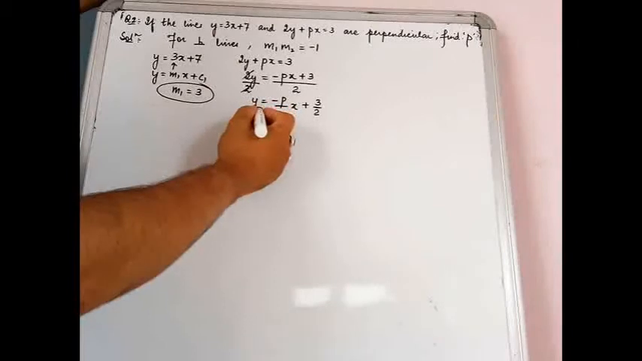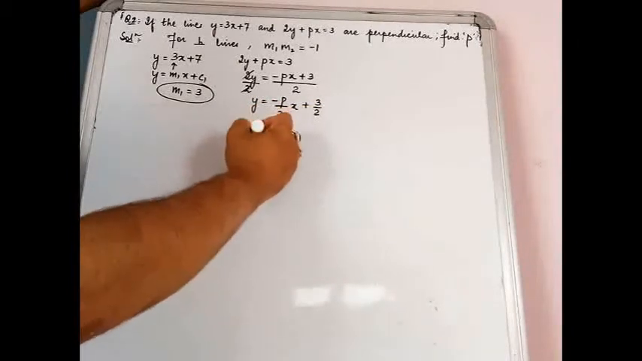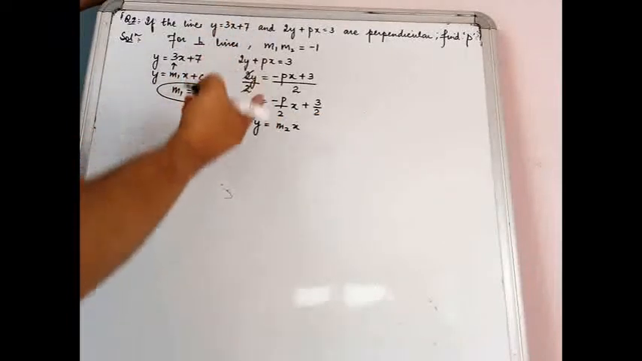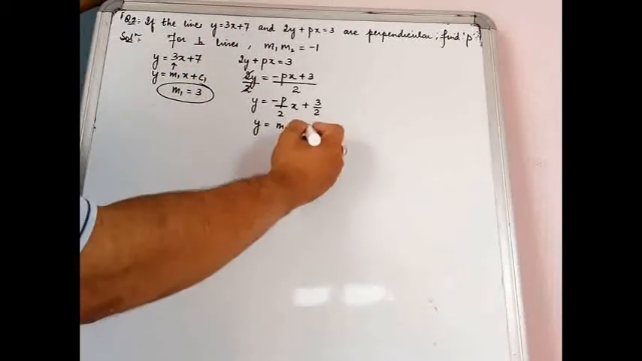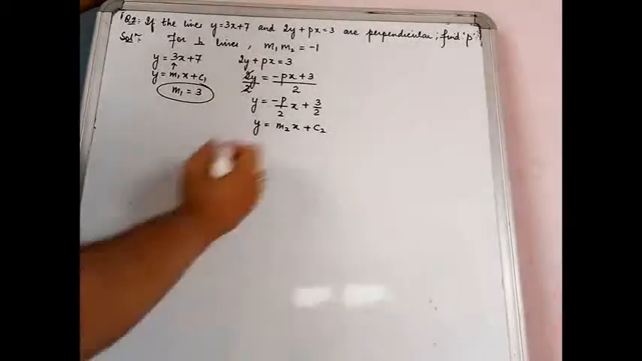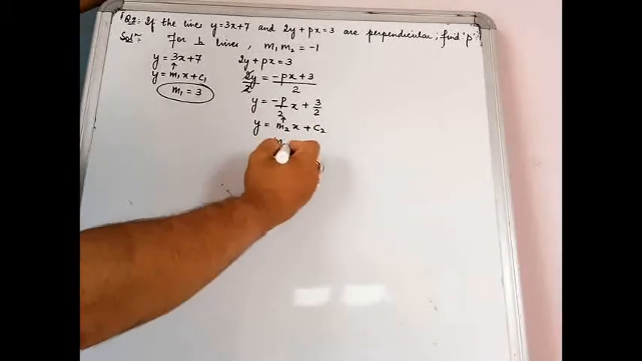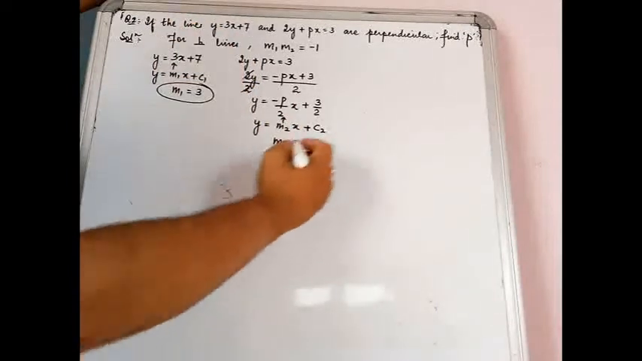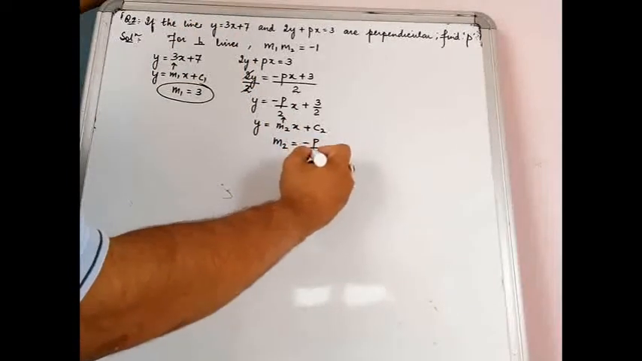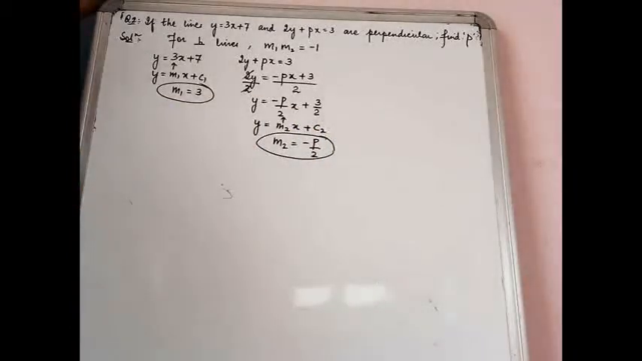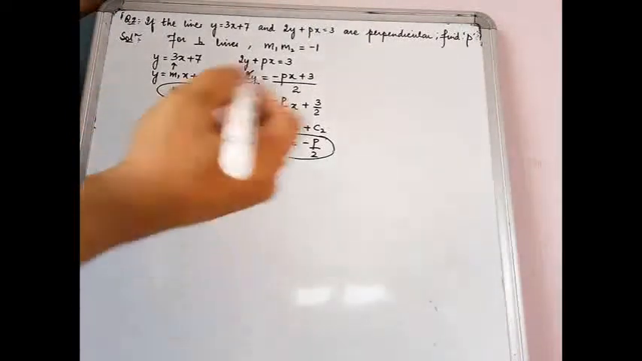Okay, so this is now in the form y is equal to mx plus c. So I am going to write y is equal to, now since this is the second equation, y is equal to m2x plus c2. Now when you compare, you will see that your m2 value, which is the slope of this second line, is coming out to be minus p by 2. This is the second slope. Now we already know for perpendicular lines m1 and m2 product is minus 1.